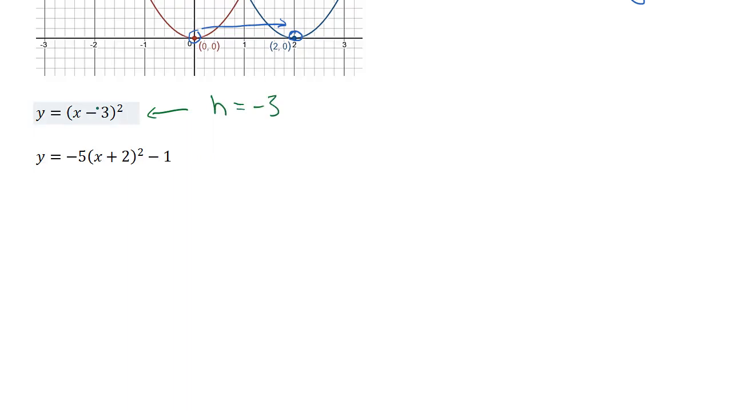Okay, that's the number that's inside the brackets with the x. And that means we are shifting our parabola 3. Now, is it to the right or to the left? Well, when it's at -3, we would think it would be to the left, but it's actually to the right, just like in our previous example. So it's 3 to the right.